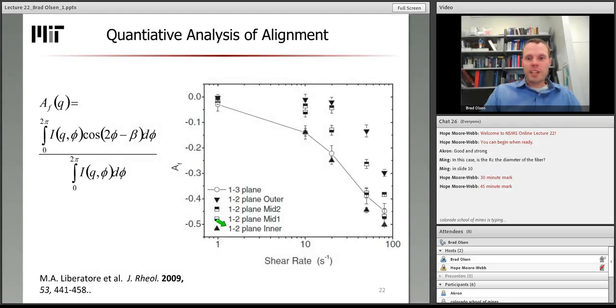So the authors then analyzed their data by calculating an alignment factor, which is what I've written here as A sub f of q. And the alignment factor is essentially an angular average over the scattering data.